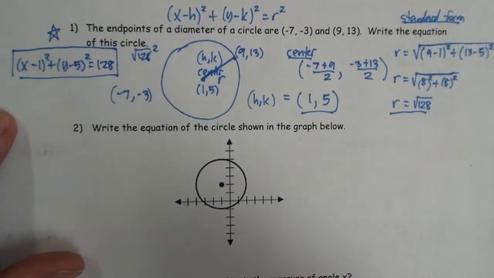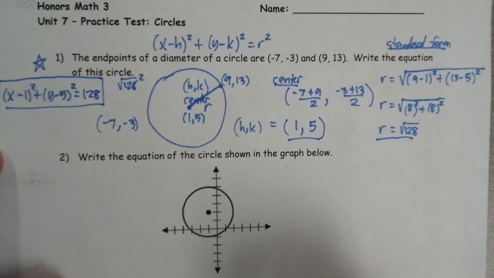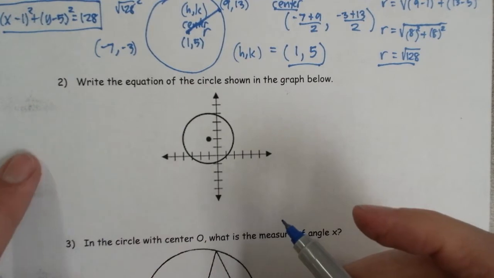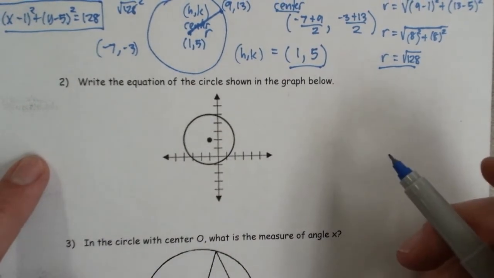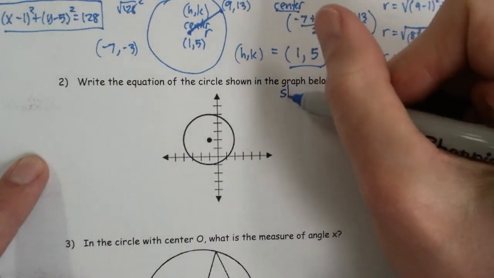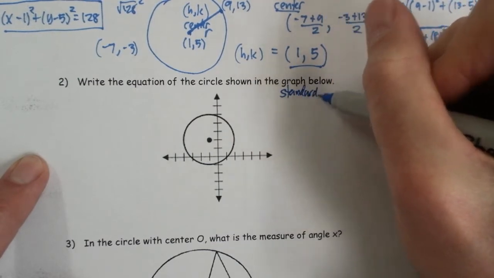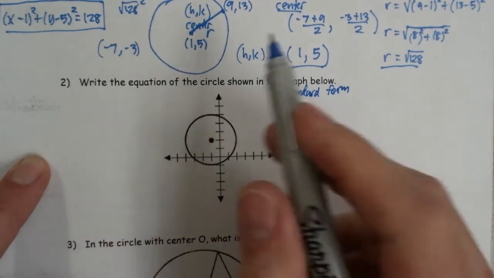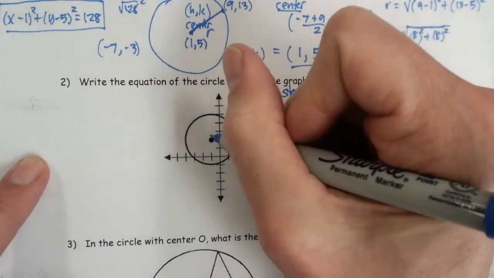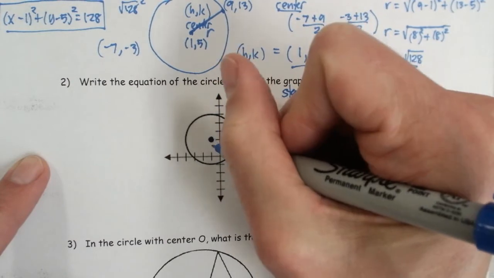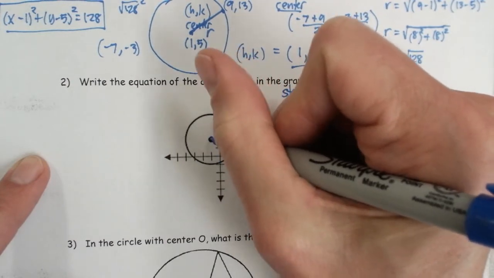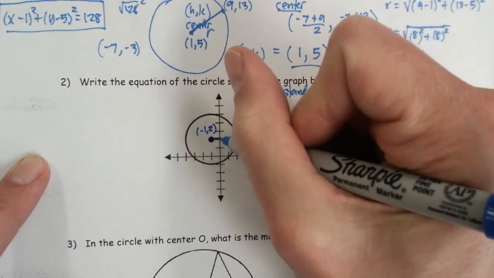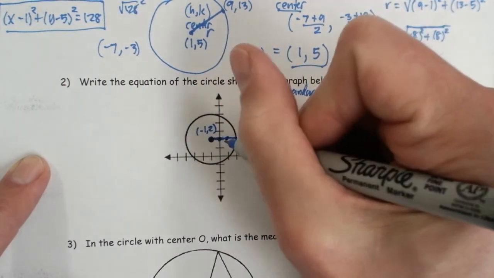Okay, moving on to question 2. It says write the equation of the circle shown in the graph. Again, it doesn't specify how, so we're going to write that in standard form as well. This is much easier because we don't have to worry about calculating the center and the radius. We can actually use the graph to get that. The coordinates for the center are (-1, 2). And the radius from the center to the edge of the circle is 1, 2, 3 units.